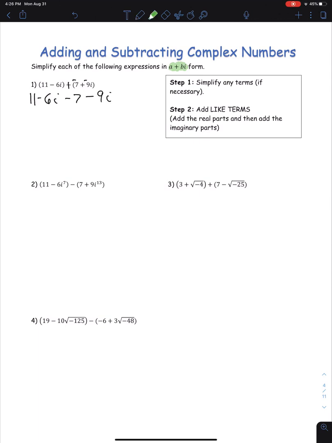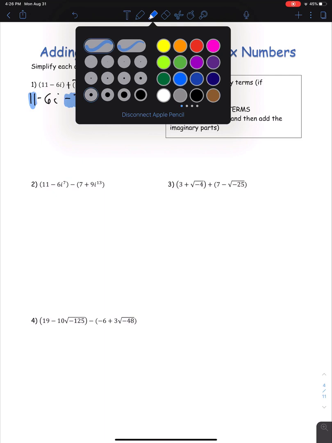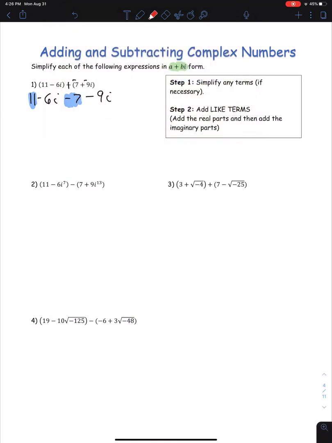And then we do what we have been doing. We combine the like terms, which in this case are the integers, the real numbers. And then we combine the imaginary numbers. So that would be 11 minus 7, which is 4, and minus 6i minus 9i is minus 15i. And that is an a plus bi form. I know it's minus, but it's still fine. A plus bi form. Perfect. That's our answer. That's all you got to do.